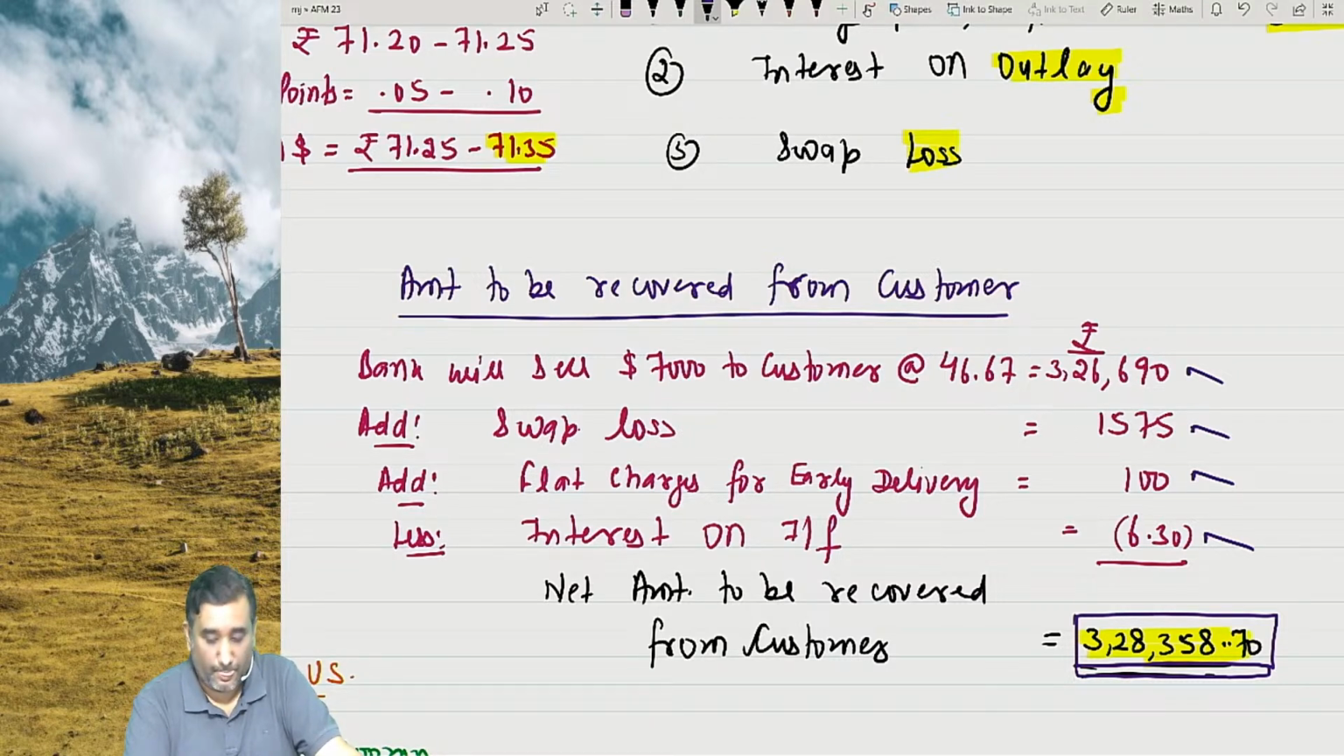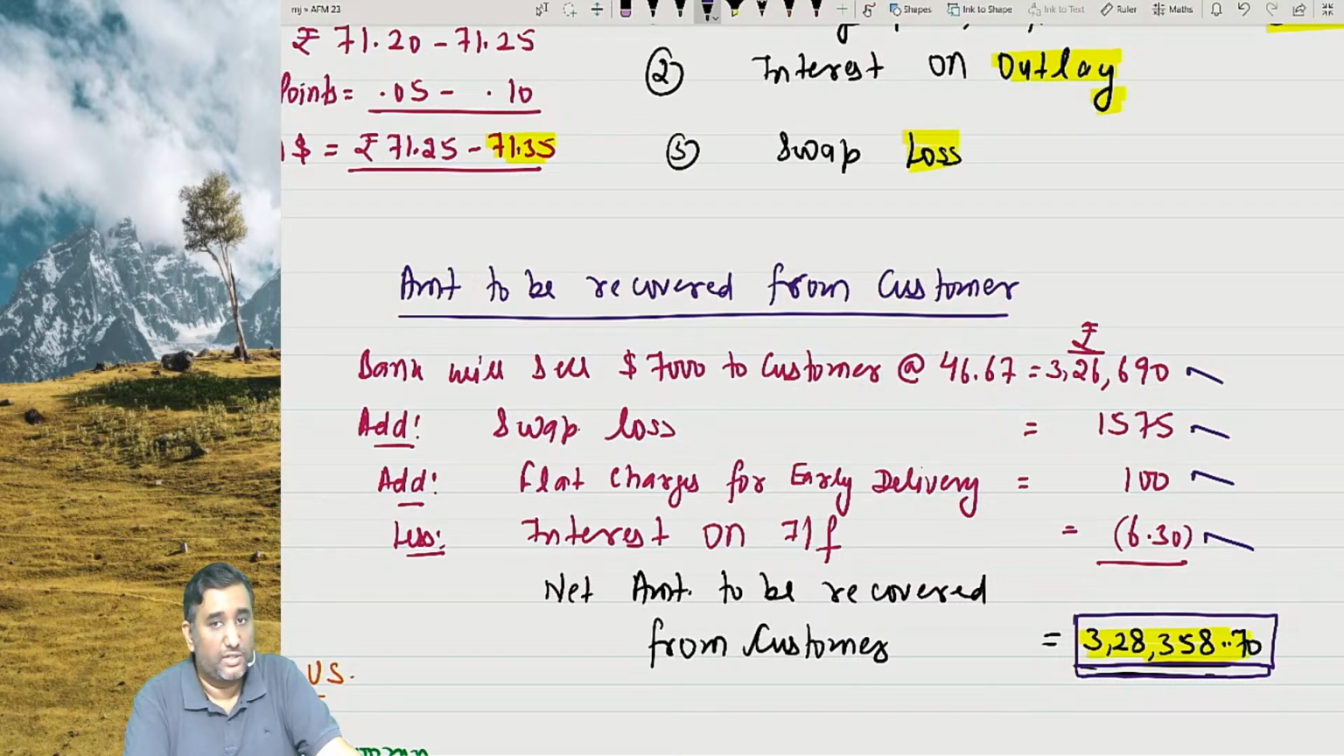Done. This was modification of the forward contracts. Next question we have, this was 73, now the 74th. Some questions are based on practical oriented rates. 74th is one of them.